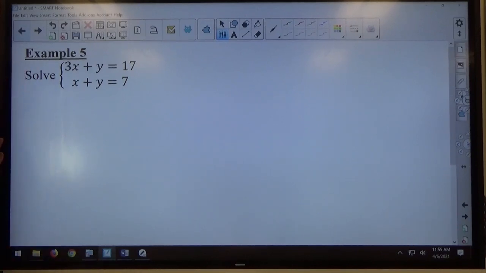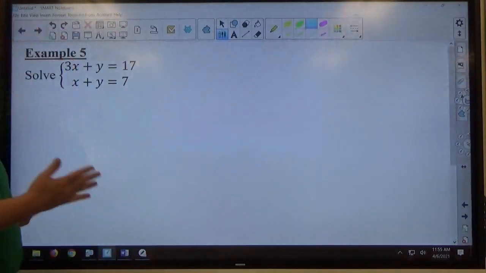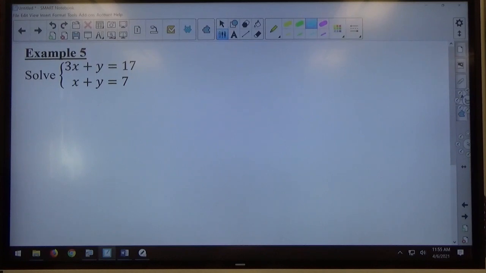Now, one thing I've mentioned about substitution is that if you're going to use it, you need to get either x equals or y equals. It doesn't matter which one you choose to do. It doesn't matter which equation you choose to do it in. But in some cases, it's easier than others, and that's what I need you to recognize: what makes it easy, what makes it more challenging.